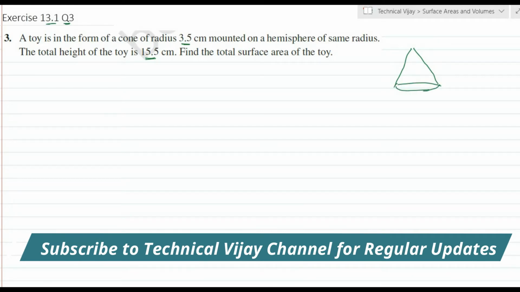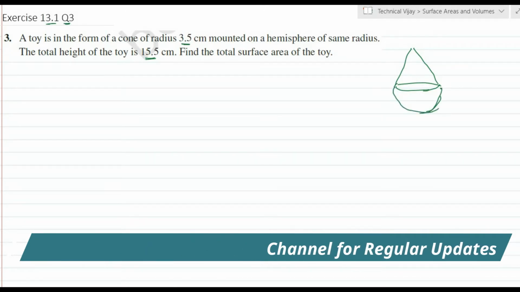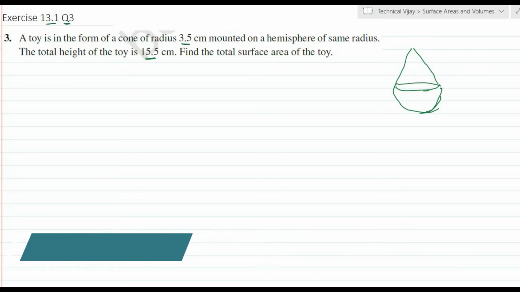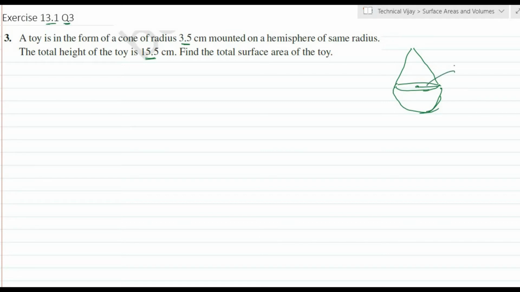So now it is mounted on the hemisphere of the same radius. So like this. So this is the hemisphere with the same radius. Here the toy is in the form of a cone of radius 3.5 centimeter, and the hemisphere radius is also the same, 3.5, and the total height of the toy is 15.5 centimeter. So this is 15.5.